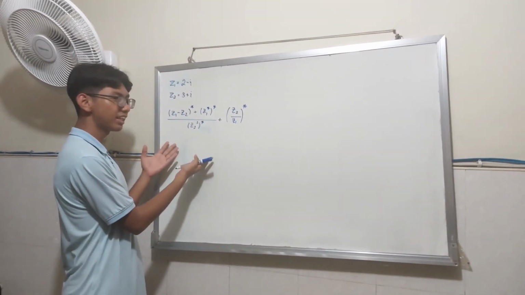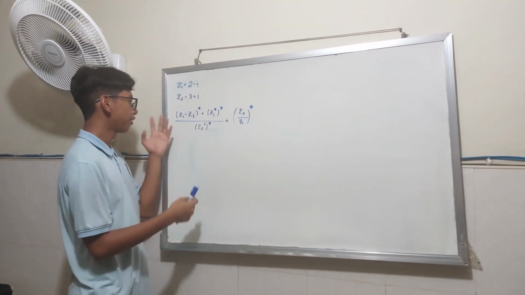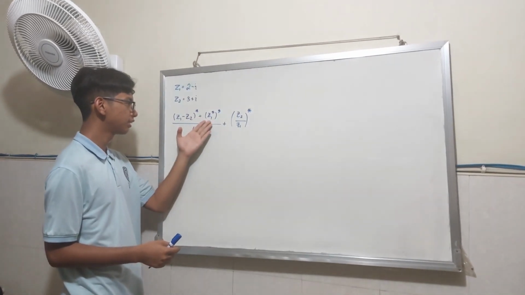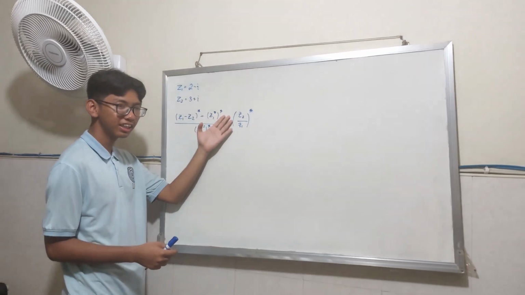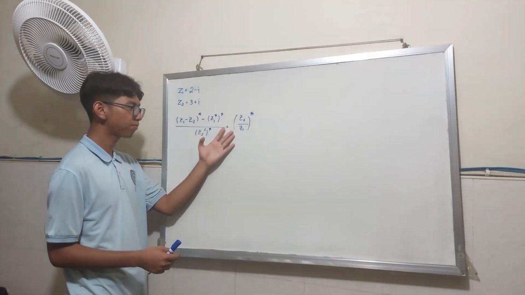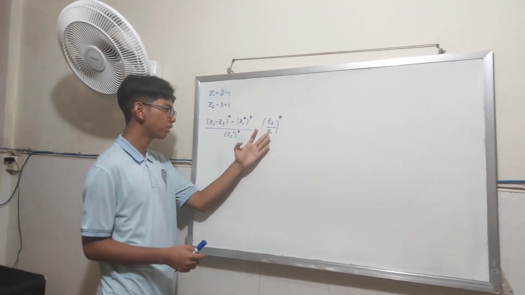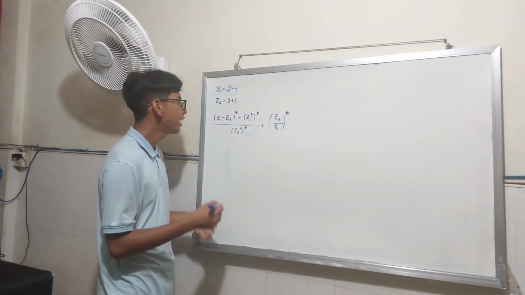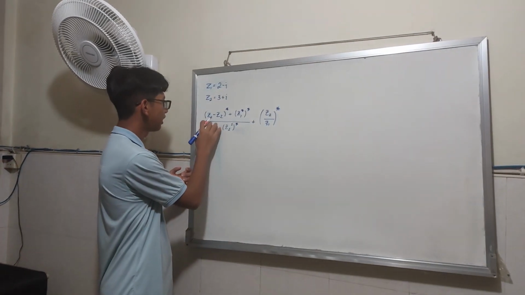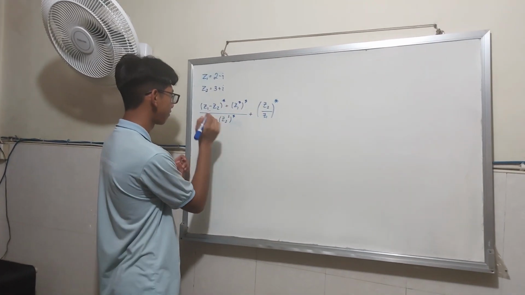So in this exercise, we have (z1 minus z2) conjugate plus z1 conjugate, and then conjugate it again, then divide by z2 squared conjugate plus z2 over z1 conjugate. So in order to solve this, let us solve what's inside the bracket first.